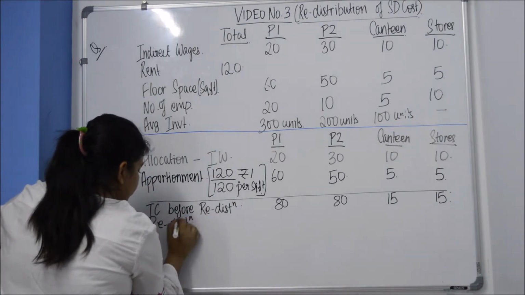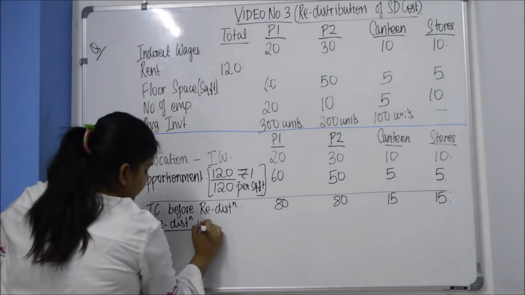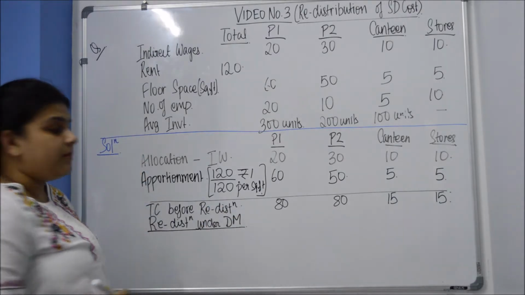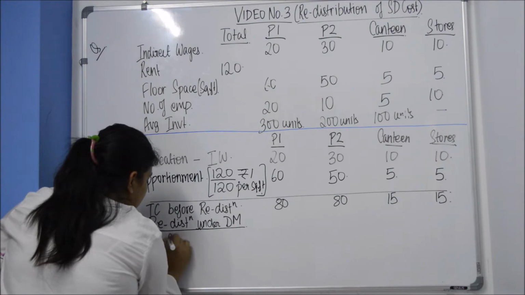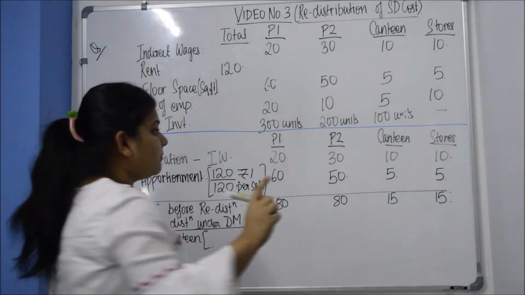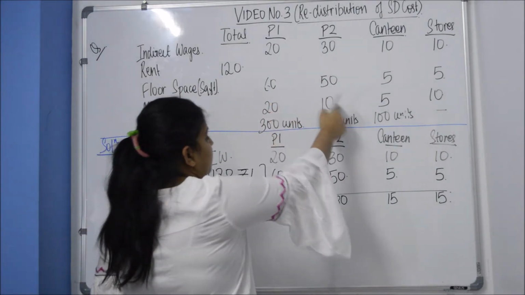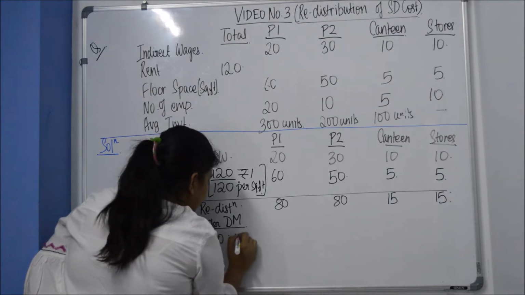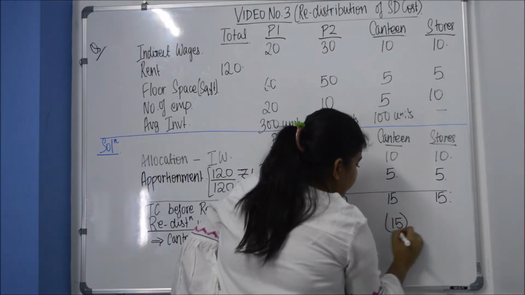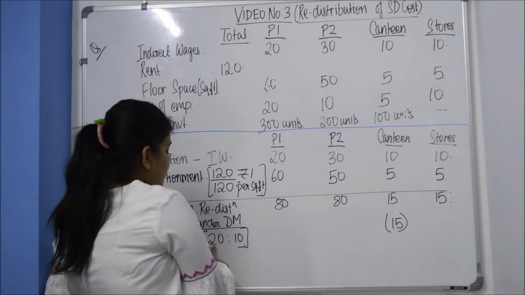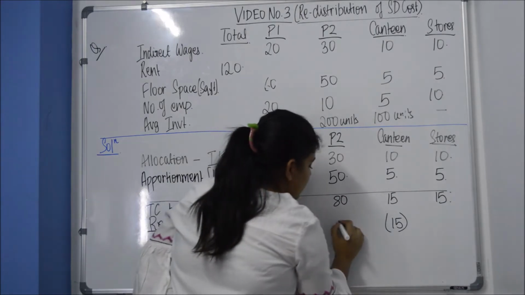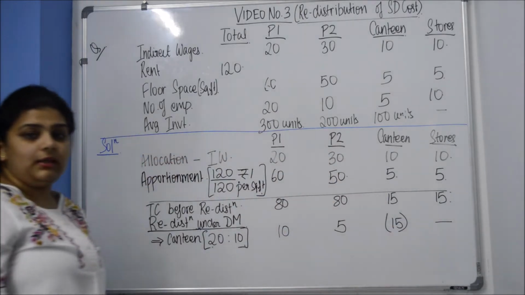So, now comes the redistribution part, where under direct method, I will redistribute the cost of canteen department on the basis of number of employees. Direct method, so only the number of employees of P1 and P2. So it becomes 20 is to 10. So 15, I will write here negative 15 because this cost will go away. 15 in the ratio of 20 is to 10. So that becomes rupees 10 and rupees 5. This department doesn't get anything.